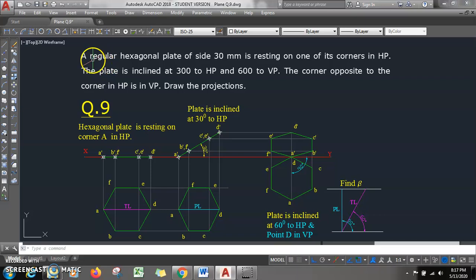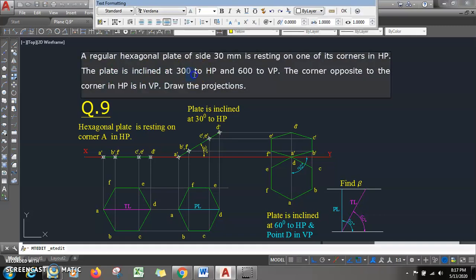Problem statement: a regular hexagonal plate of side 30 mm is resting on one of its corners in HP. The plate is inclined at 30 degrees to HP and 60 degrees to VP. The corner opposite to the corner in HP is in VP. Draw the projections.